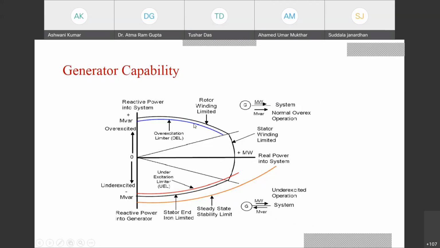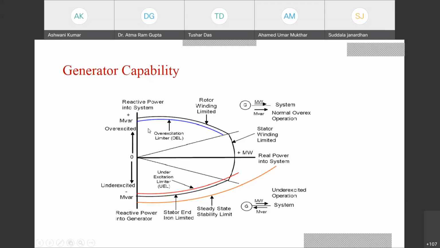But if you need more reactive power under this over excitation, following this OEL limit, we cannot move beyond the stator winding limit and the over excitation limiter. We will operate within this region for the generator. So the generator is a very important source of reactive support. A synchronous generator provides reactive power, but if you don't require real power from the generator, we call it a synchronous condenser. Synchronous condensers are also connected in a system, and they operate very fast. They control the voltage very fast, but they are a mechanism of secondary voltage control.